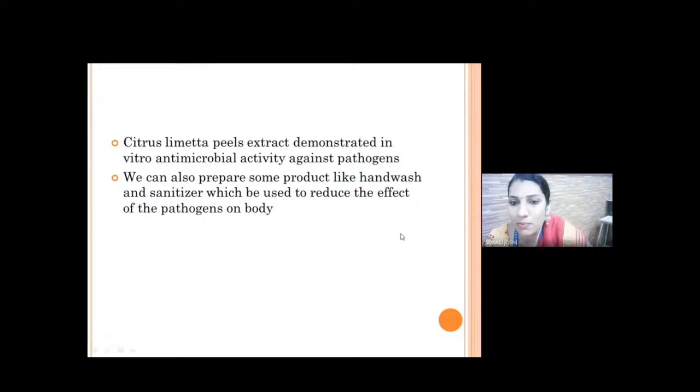We can also prepare some products like hand wash and sanitizer, which is used to reduce the effect of pathogens on the body. This is all about it.